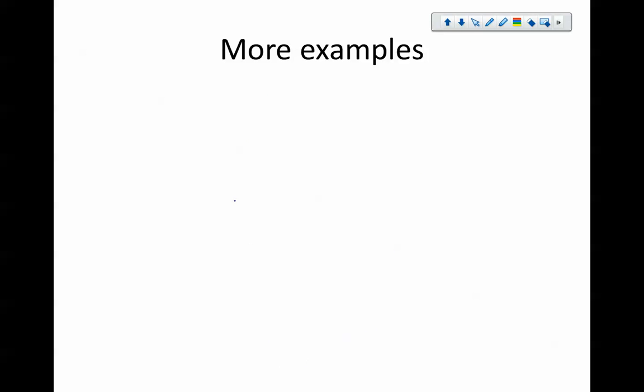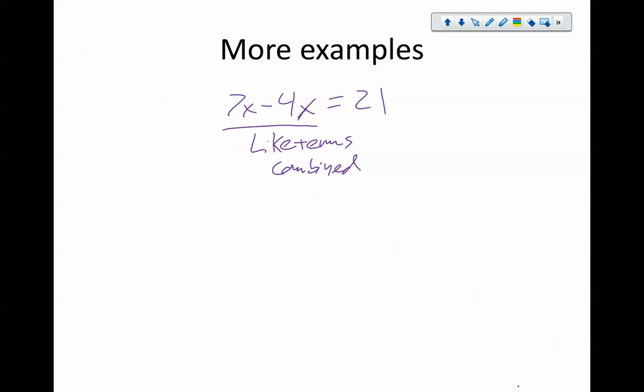We can do a couple other examples here of various things that we might have to do for an additional step. For example, 7x minus 4x equals 21. Notice that these over here are like terms, which means that they can be combined. We don't need to do an inverse operation here. We're just going to combine those two terms because they're both x terms.